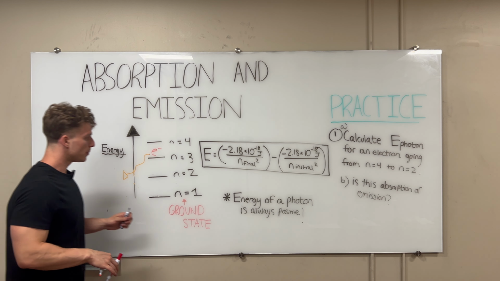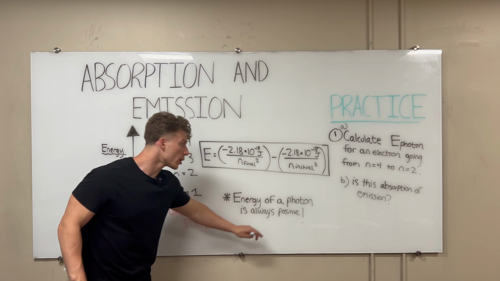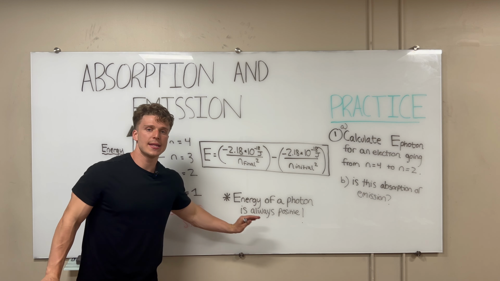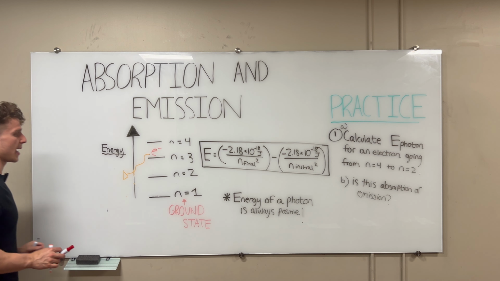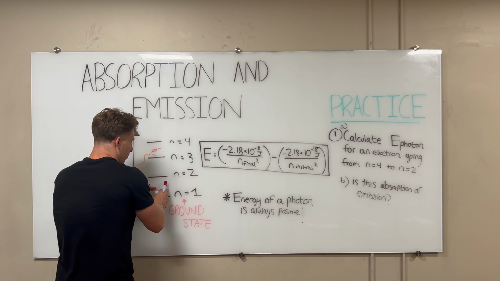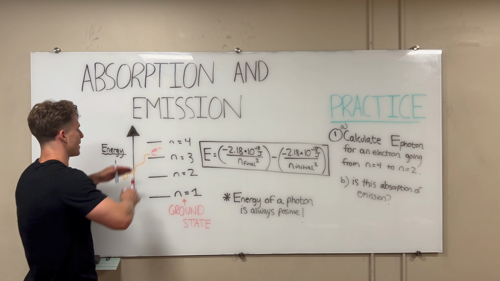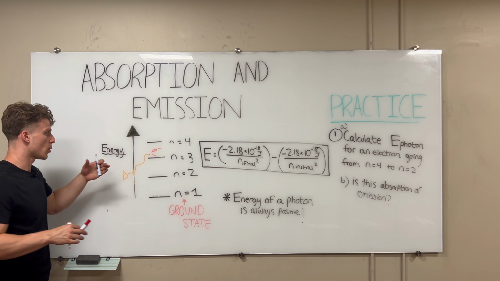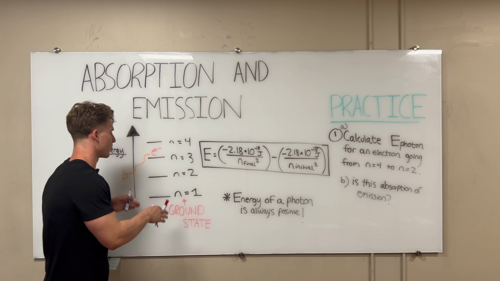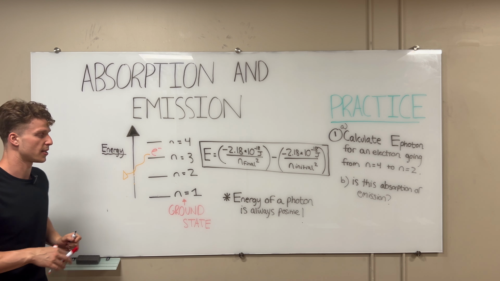Now, the reason I bring that up is a really important concept. The energy of a photon is always positive. Now, how is that the case? You might think, well, okay, that makes sense if we're going from n equals 1 to n equals 4, right? We're going from a lower state to a higher state. You're going to give it the energy. That energy is called a photon. We're going to absorb that, right? The energy is positive, right?